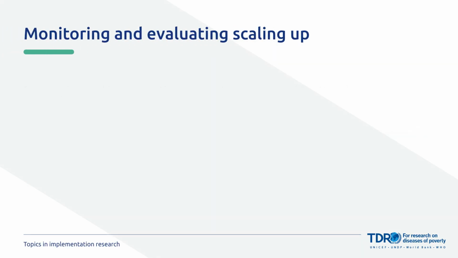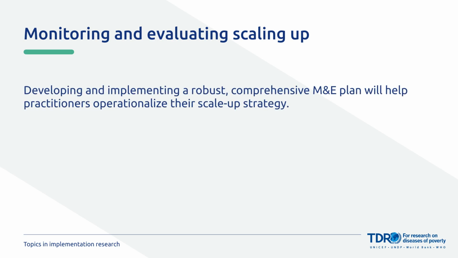Developing and implementing a robust, comprehensive monitoring and evaluation plan will help practitioners operationalize their scale-up strategy. The plan allows for well-defined benchmarks to be set and progress towards established goals to be tracked. This includes both the expansion of services, that is horizontal scale-up, as well as integration of the evidence-informed intervention into systems to achieve sustainability, vertical scale-up.